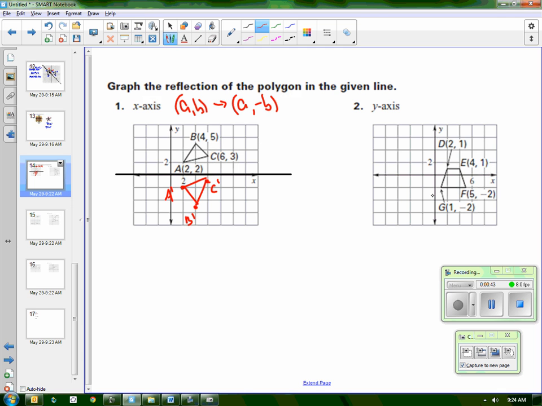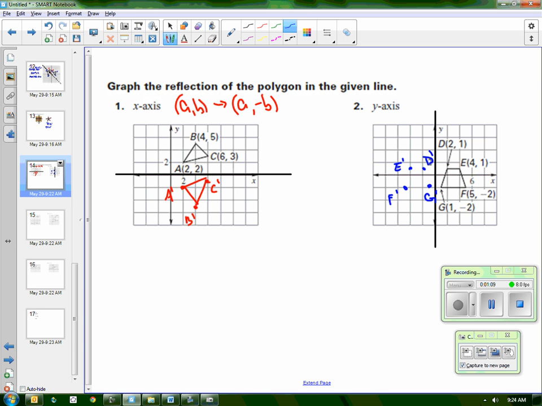The y-axis is going to be very similar, but I'm going to reflect across the y-axis, reflect in the y-axis right here. So if I reflect in the y-axis, I end up here. That's my G prime. F prime would be at 1, 2, 5, -2, so 2, 4, 5, -2. That's my F prime right here. D is going to be right here. That's my D prime, and then E prime would be out here.